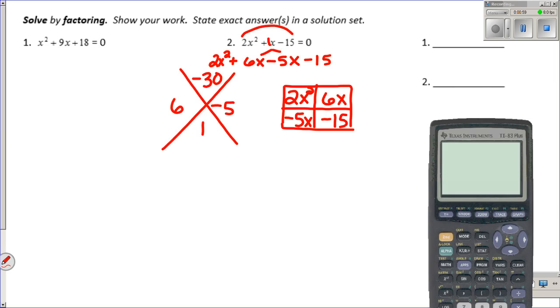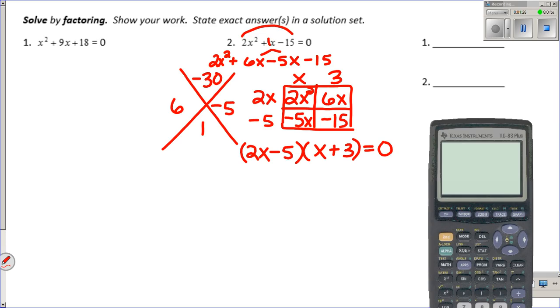On the top row, the GCF is 2 and x, and on the bottom row, the GCF is negative 5. In the first column, the GCF is x, and the second column, the GCF is positive 3. So in factored form, our equation is 2x minus 5 times x plus 3 equals 0.